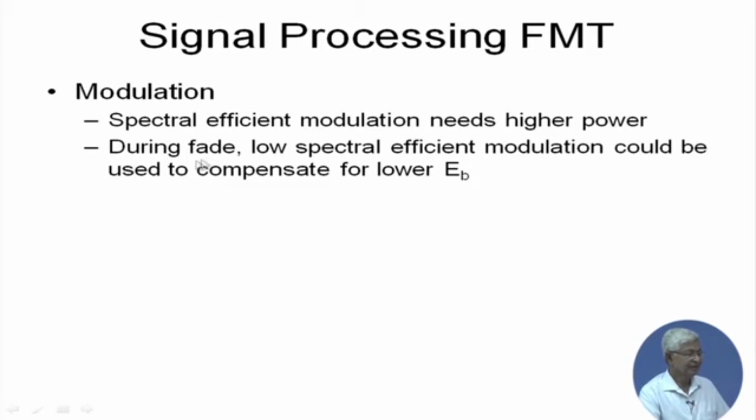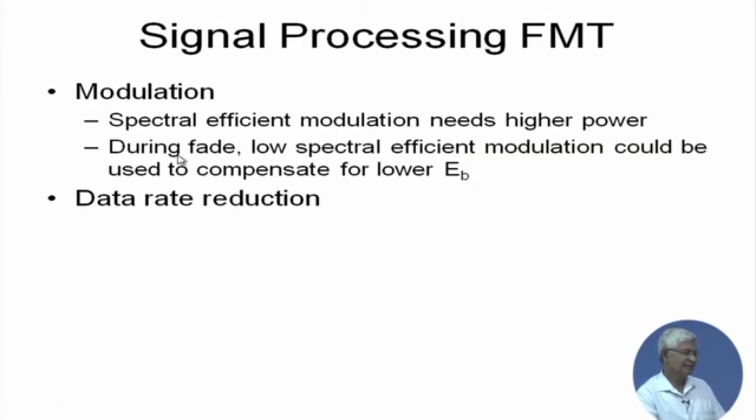Now during the fade, we have seen from the curve, there will be attenuation. To maintain the same BER, we can use a lower spectral efficient modulation to compensate for lower Eb. Because of the fade, C has reduced, which means the energy per bit Eb has also reduced. So from higher spectral efficient modulation, we come down to lower spectral efficient modulation. So the bandwidth requirement will be more, but we can manage the fade.